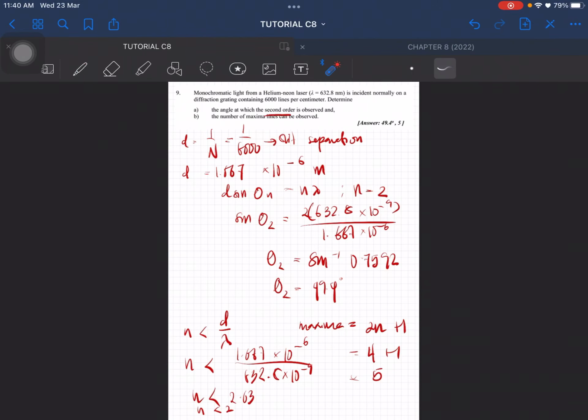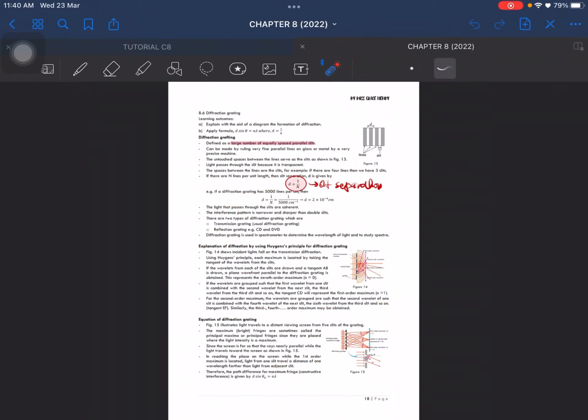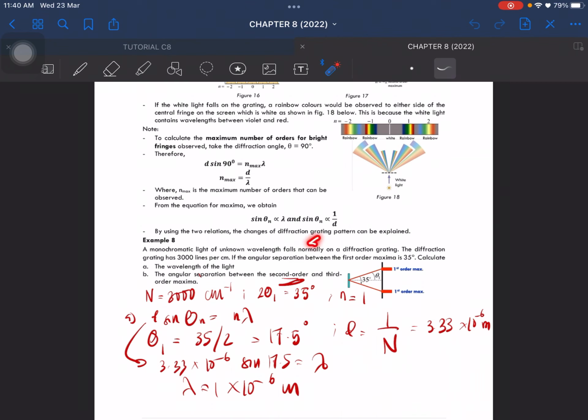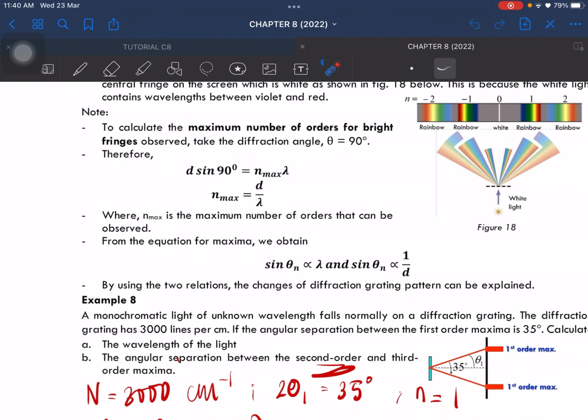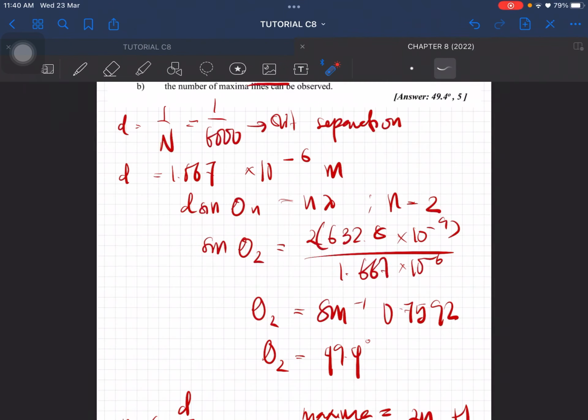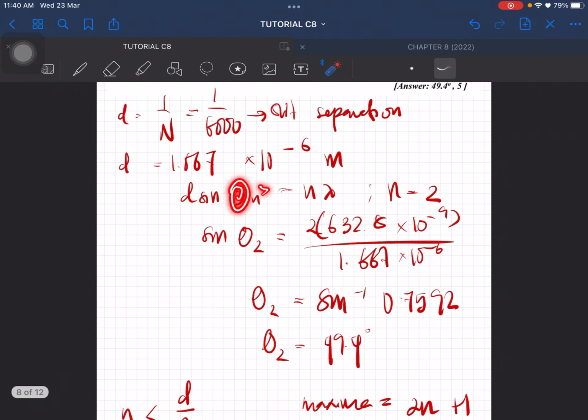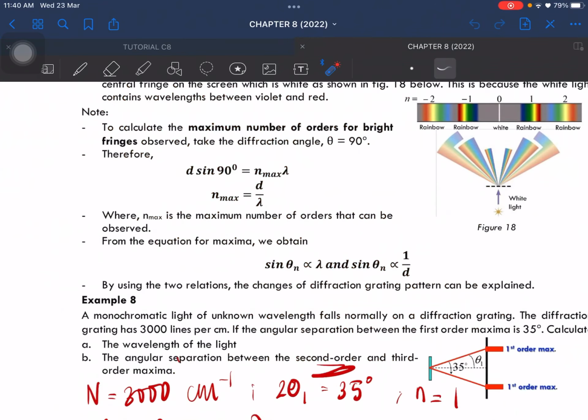I think you could also let theta be equal to 90 degrees, if I'm not mistaken. If you were to calculate the maximum number of lines, you could use this formula here. Basically what I just did here is letting this angle be equal to 90 degrees. So sine 90 is equal to 1, then you would get this equation here.